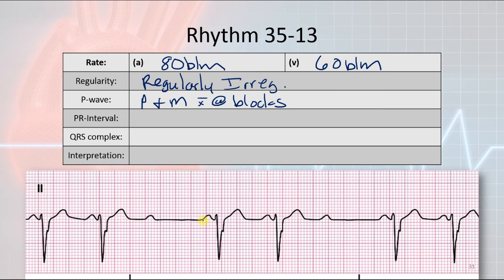So let's look right here. We have 1 box, 2, 3, so it's about a 0.12 second are all the PR intervals. QRSs, they're wide. See that extra notch in there? That's actually making it wide, so it starts here. 1, 2, 3. So we're going to say the QRS is 0.12 second. The underlying rhythm is going to be a sinus rhythm with second degree heart block type 2.